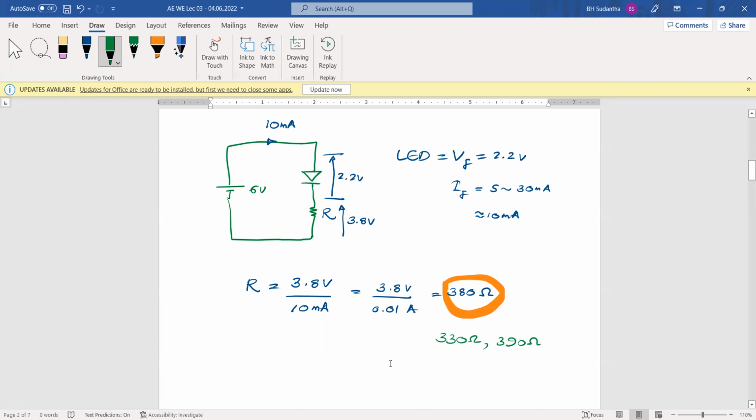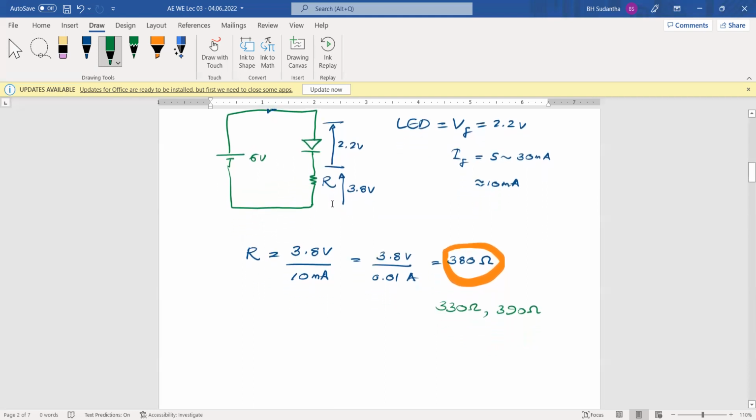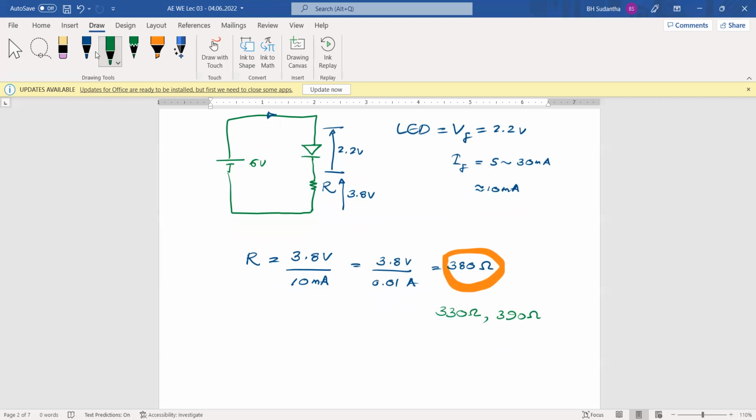Okay, like that, you can calculate what type of resistor you have to use. But in this case, if you want, you can put another LED in series, like that. Okay, we can change this diagram here.